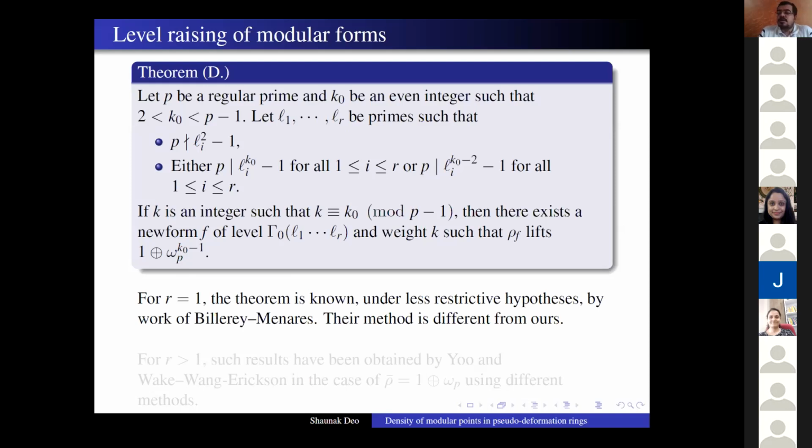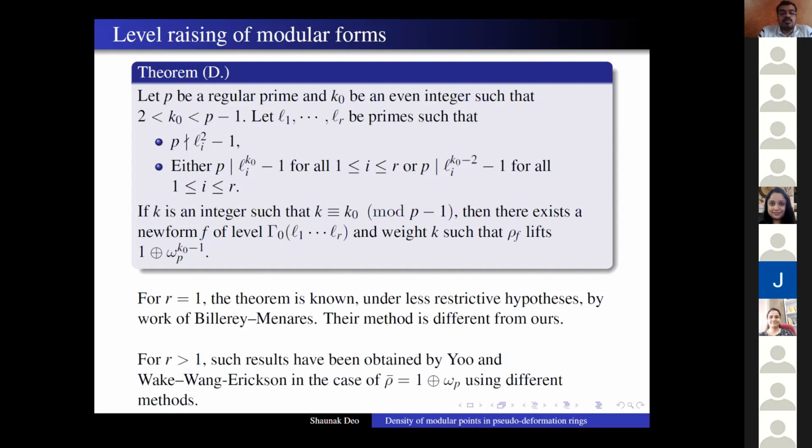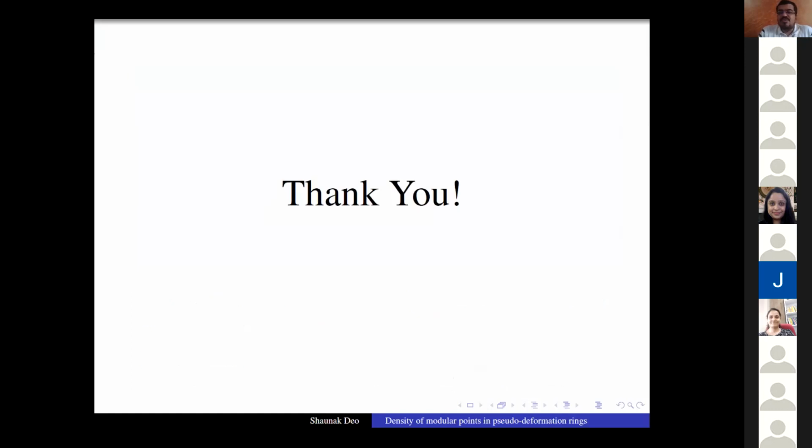So this is in the spirit of Diamond-Taylor. It is similar to the work of Diamond-Taylor. And such results are not known, surprisingly. They are only known for ρ̄ equal to 1 ⊕ ω_p, for k not equal to 2, which we are skipping. They are known due to Yu and Wang-Erickson, but they also use different methods than ours. So for k_0 greater than 1, level raising at multiple primes was not really known. And as a byproduct of the method, I could prove some such results. I'm out of time, so I'm going to stop here. Thank you for listening.